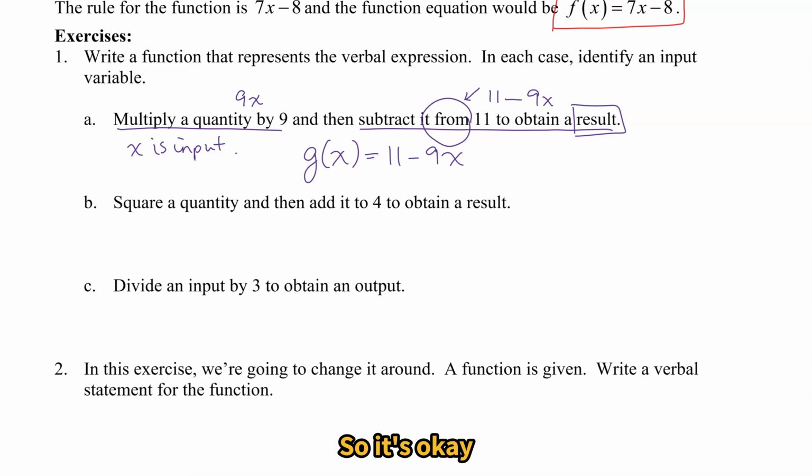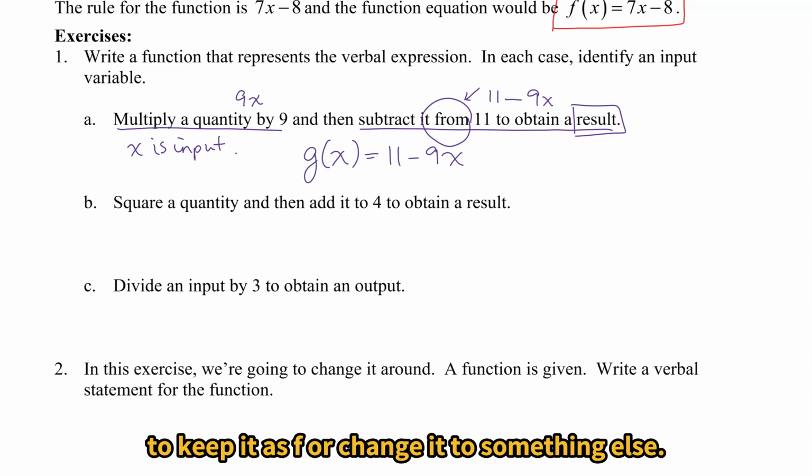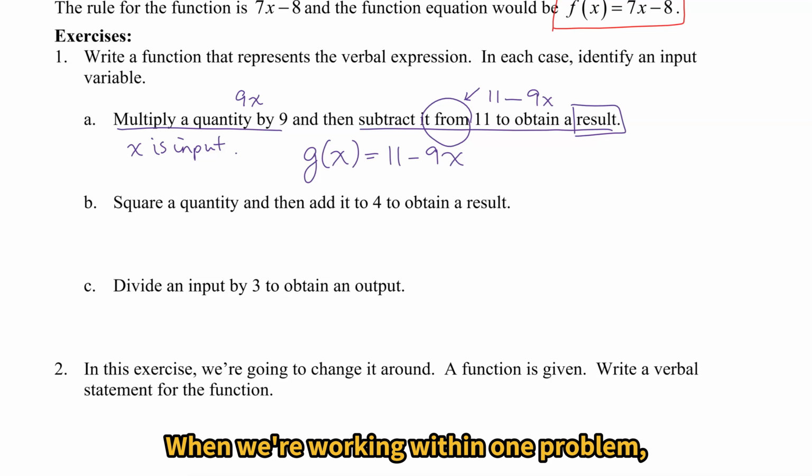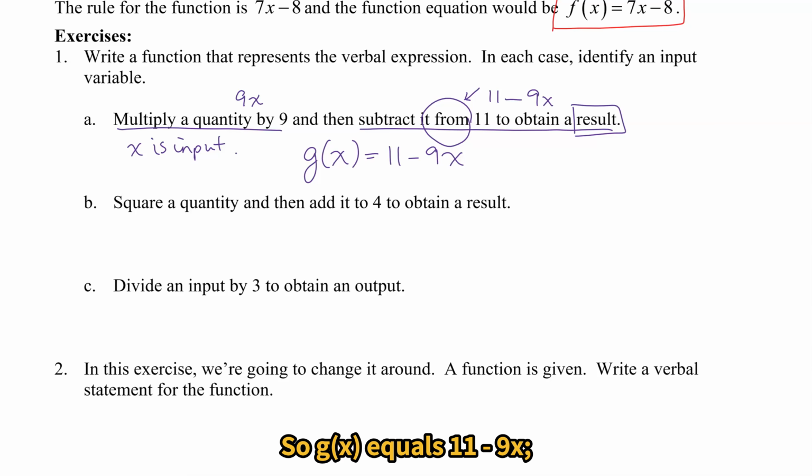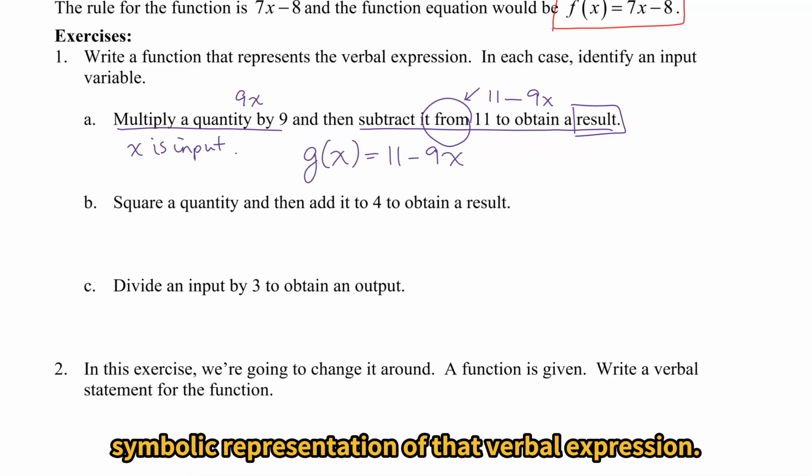So it's okay to keep it as f or change it to something else. When we're working within one problem, it doesn't really matter what we name our function. So g of x equals 11 minus 9x. That would be the concise symbolic representation of that verbal expression.